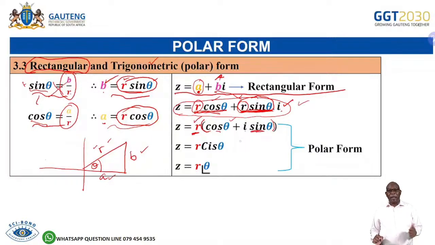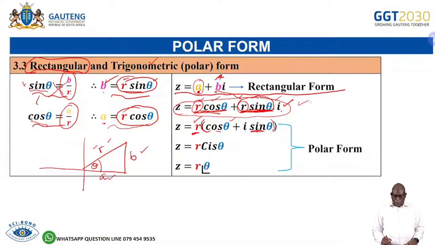And what is R and theta? We've done it before, two slides ago. It is the modulus and the argument. So R is your modulus, theta is your argument. If I've got the theta and the R, I'm able to write it in trig form. I cannot do it if I don't have the R and the theta.